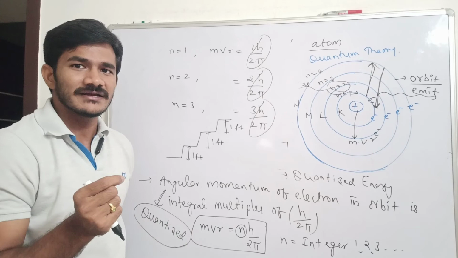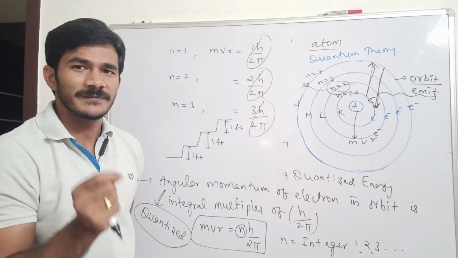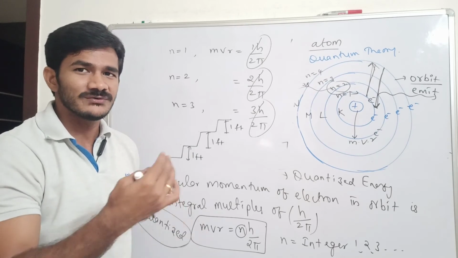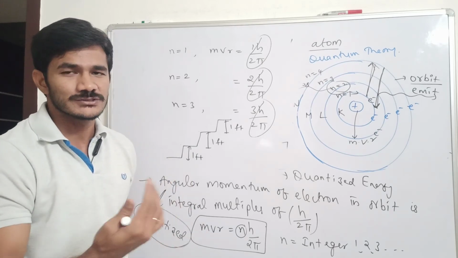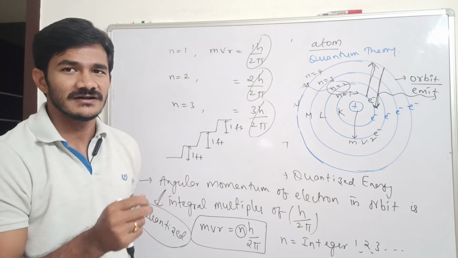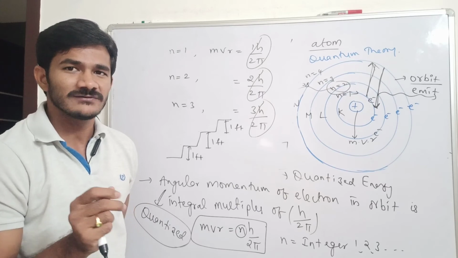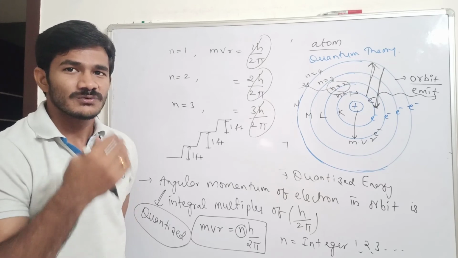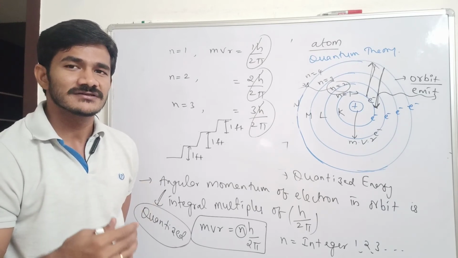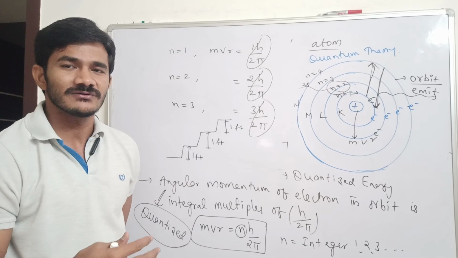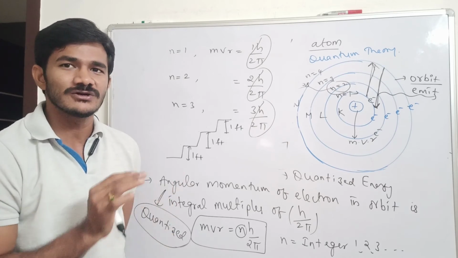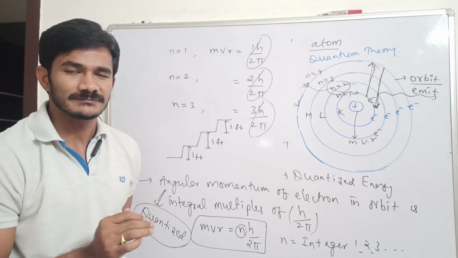Similarly, the angular momentum of an orbit, h by 2 pi, is fixed. If it is in the first orbit, 1h by 2 pi. If it is in the second orbit, 2h by 2 pi. If it is in the third orbit, 3h by 2 pi. It will not be taken as fractions like 1.2h by 2 pi or 0.52h by 2 pi. So 1h by 2 pi, 2h by 2 pi, 3h by 2 pi: only that type of angular momentum, that type of orbits and energy levels, are possible in Bohr's atomic model.